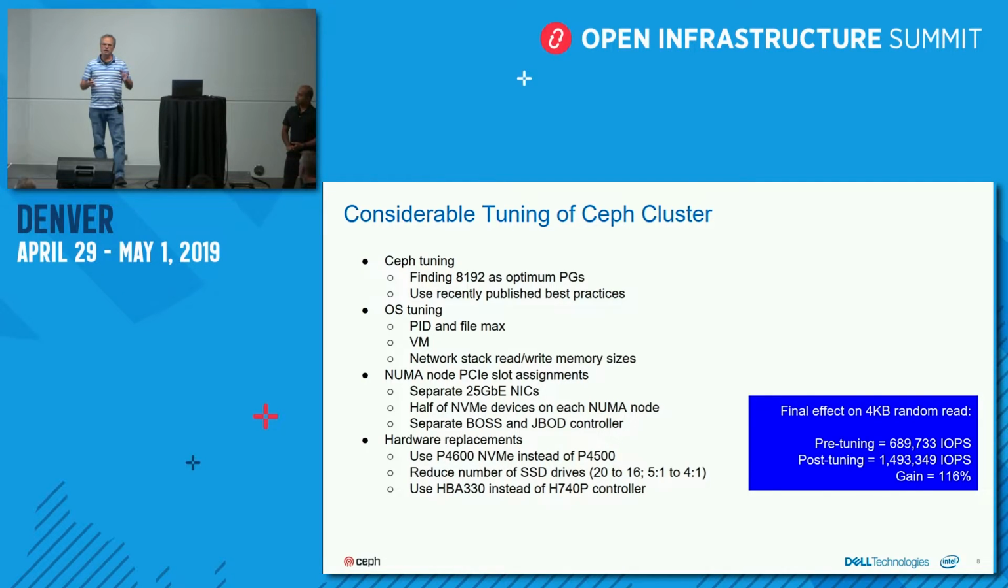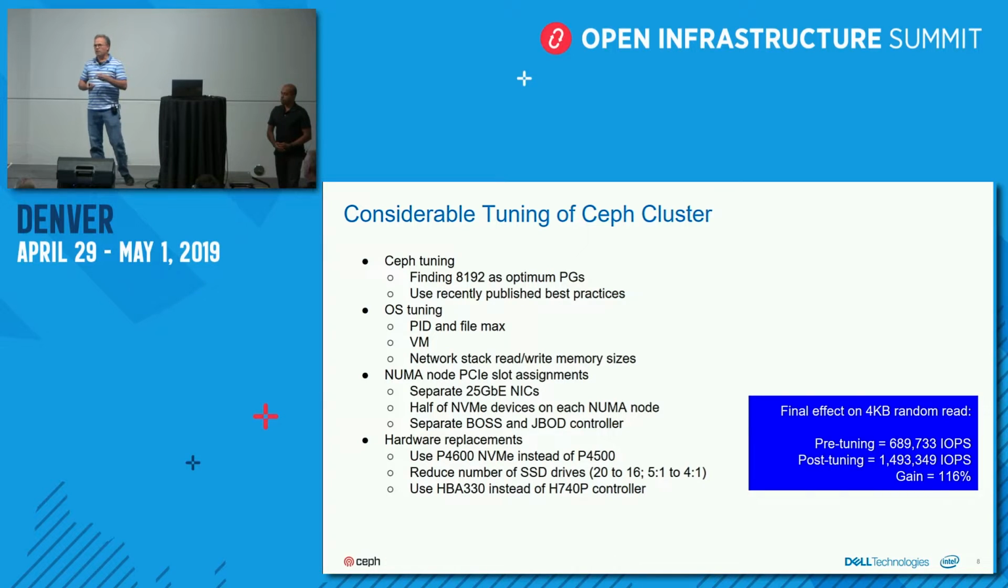Then we took the NVMEs, as I mentioned, we have 4. So initially we had all 4 on one proc. So we said, well, that's probably not the best way to do it. So we split it out. So we have 2 on each proc. And then lastly, the other thing is we essentially have two sets of non-NVMe storage devices. So one set is our HBA 330 JBOD OSDs, our SATA SSDs. The other one is our BOSS card, which is the RAID controller for the M.2 of the OS. So we split those as well.